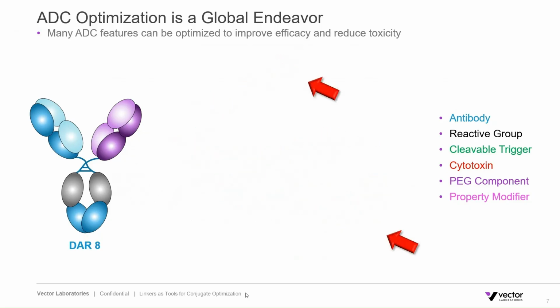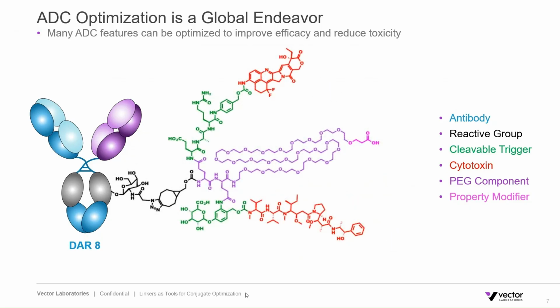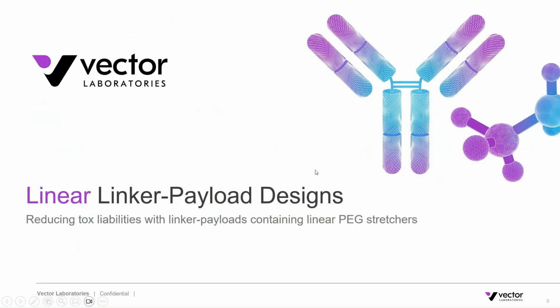So while this webinar is going to focus on the PEG component, it's often done in combination with these other changes. And these examples will show the broad applicability of a PEG with different conjugation chemistries, different DARs, different payload classes, etc. This color scheme will be used throughout, and the components in black, purple, and pink will be similar to the products that are sold in the vector linker portfolio. So now we'll present some examples where these linker payloads have improved performance in those assays. And we'll start with some linear linker payload designs.